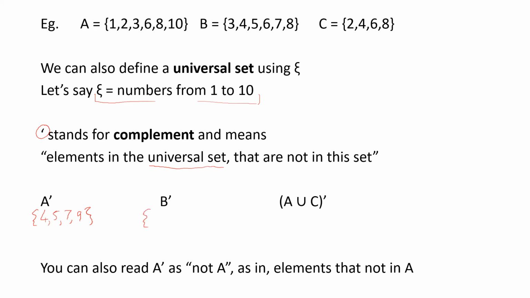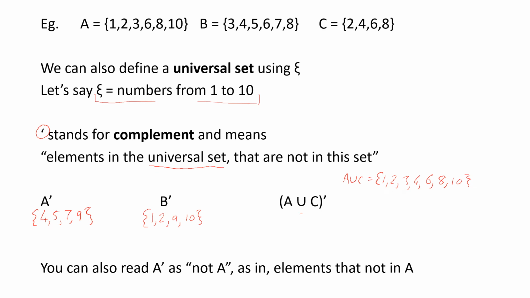So for B complement, well, it doesn't have a 1, or a 2, or a 9, or a 10. And then lastly, A union C complement. Now that means everything that isn't in A union C. So the first thing I would work out is what is A union C. Now we did that on the previous page, but it ends up being quite a lot of numbers. And then we'd look at this list and we'd think, well, what's not in that?